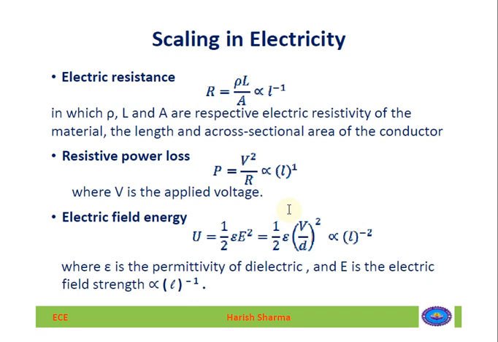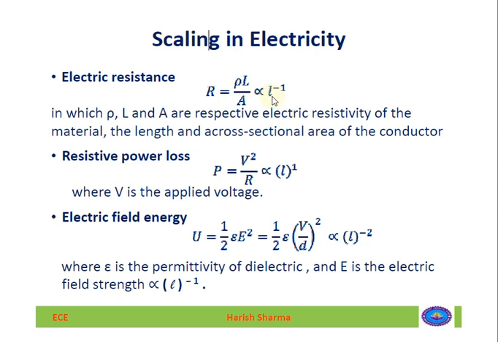Next, what is the effect of scaling in electricity? We can see the electric resistance formula, R is equal to rho L by A, where rho is the resistivity, L is the length of the material, and A is the cross section area. Rho is a constant value, so R is proportional to L inverse. So if the size reduces, the resistance will increase.